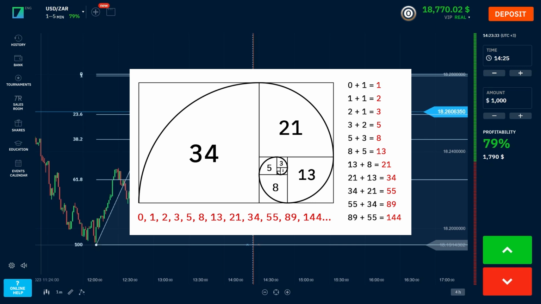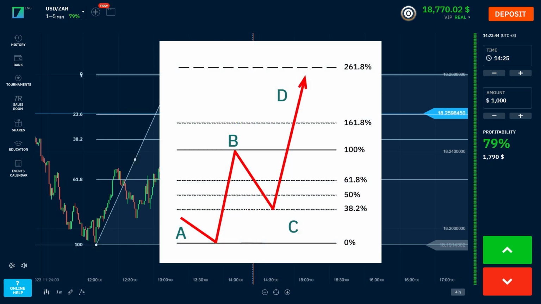It's an infinite series of natural numbers where each number is the sum of the two preceding ones. Every number in the sequence is approximately 1.618 times larger than the one before it. The golden ratio of 1.618 forms the foundation for Fibonacci retracement levels.